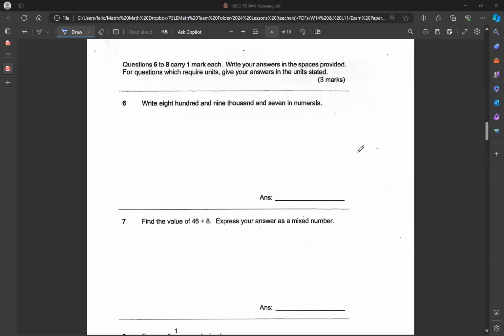Okay, so moving on to section B, question 6. Write 809,007 in numerals. Okay, so we have 809,000. So 1,000, there must be 3 places behind the 809. All right, so 809 will be 809. So with another 3 places, we start to fill up the rest of the numbers. And 7, so 7 will be in the ones place, which means the middle 2 will be 0. Okay, so that's it.